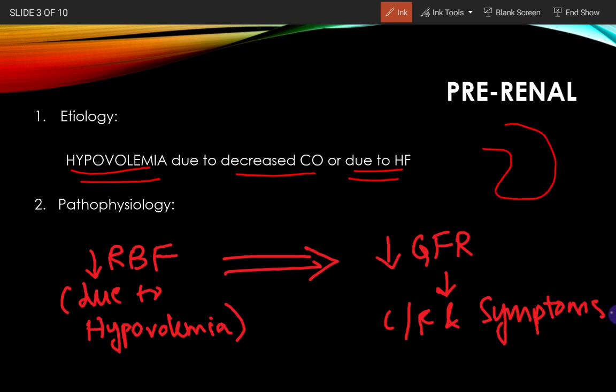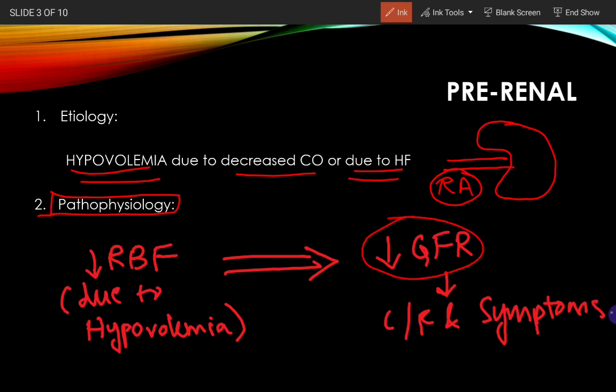So if this is the kidney, its main blood supply is from the renal artery. If there is hypovolemia, there is less blood reaching the renal artery, and hence less renal blood flow to the glomerulus, which leads to a decrease in GFR. So this forms the pathophysiology of this pre-renal form of acute kidney failure. Due to a decreased renal blood flow, there is a decrease in GFR, which is the main cause of the clinical features and symptoms that the patient presents with.